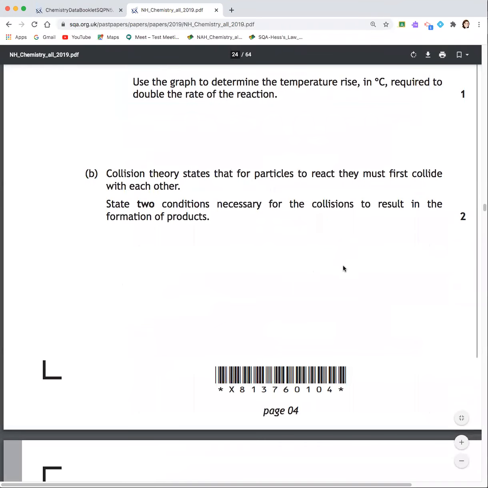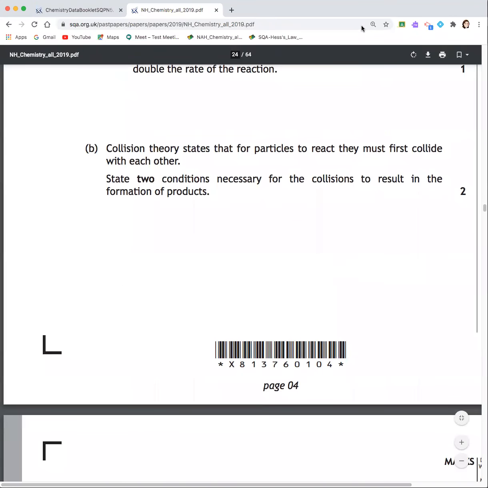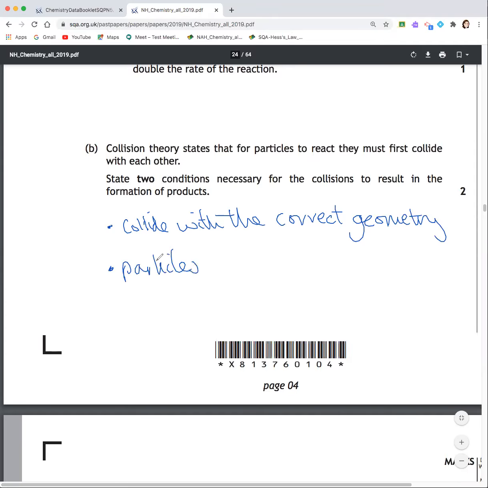Then state 2 conditions necessary for the collisions to result in the formation of products. So for collision theory, the 2 requirements for a successful collision is that they collide with the correct geometry. So that means that, say, the functional groups would have to collide with each other. And the second thing is that the particles have energy greater than or equal to the activation energy.